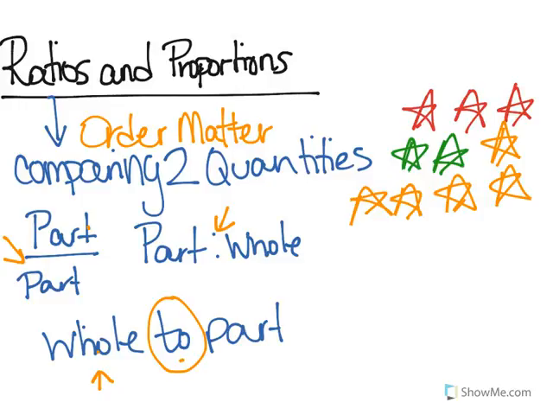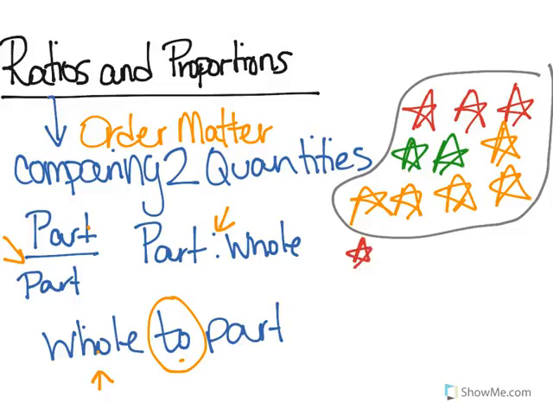Okay, so let's look at this little diagram of stars. I can compare this three different ways. For example, let's start with part to part. I can compare this as in I have red triangles to green triangles. Those are my parts. So red, I have 3 reds, and I have 2 green. So my ratio is 3 to 2.